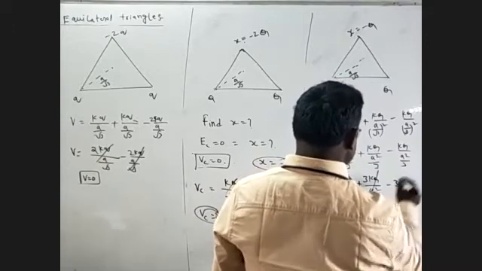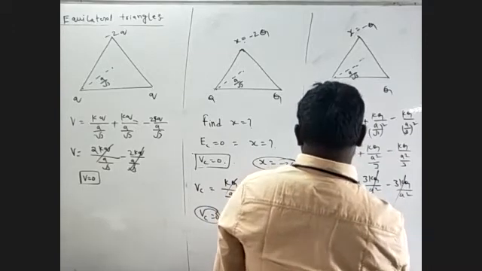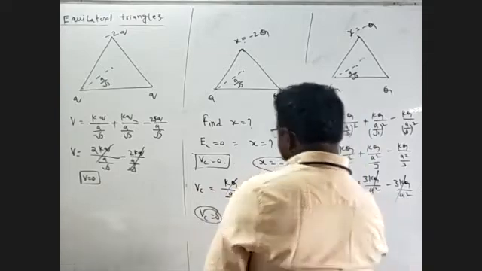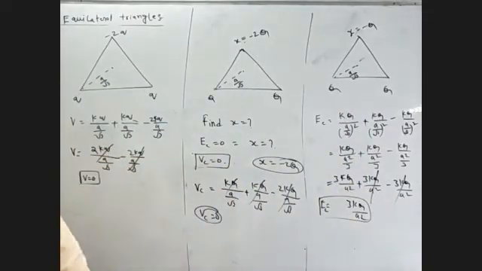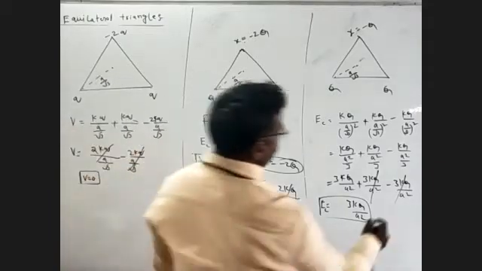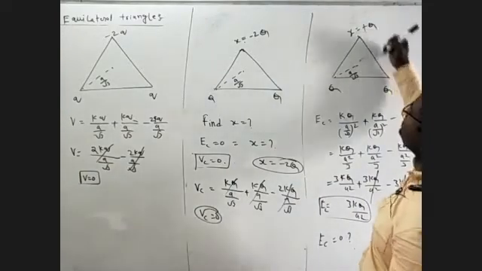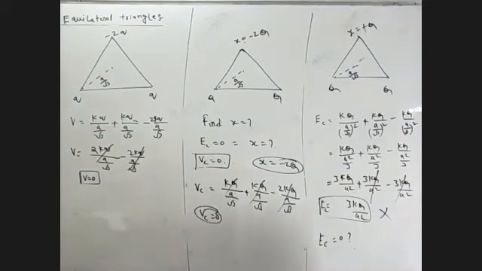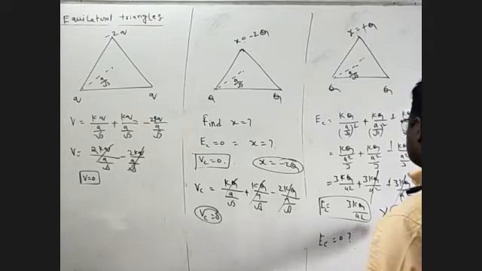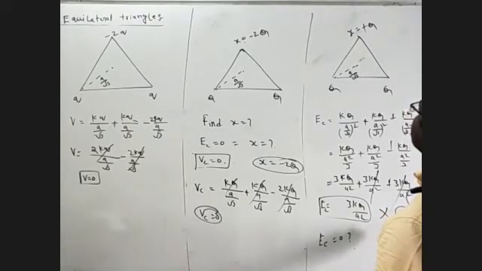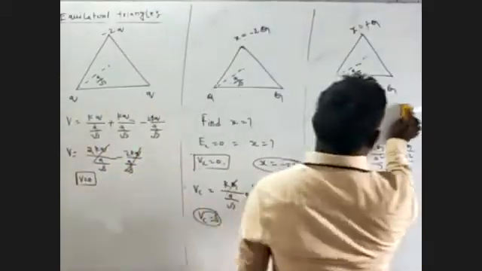What is the value of this one? These cancel each other, this is 3kQ by A square. But EC does not become 0. So this is wrong. But we are getting EC value 0 if I take plus Q. Still I'm getting plus, plus, plus. Now what happened? Okay, plus Q.